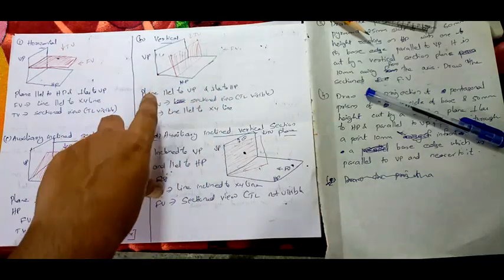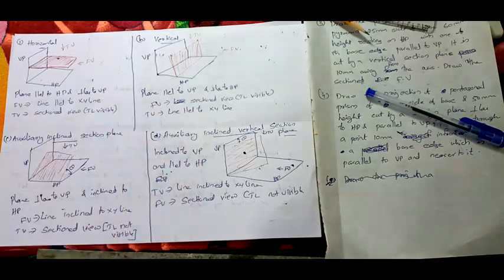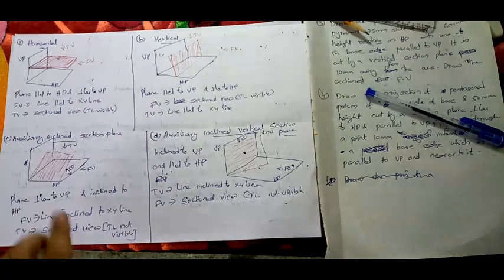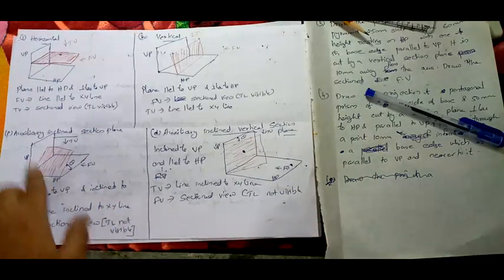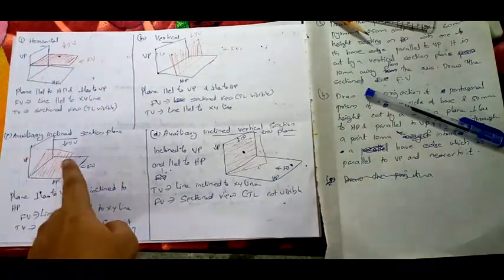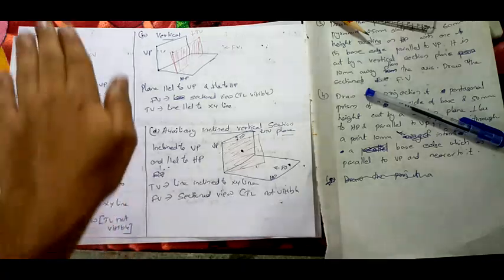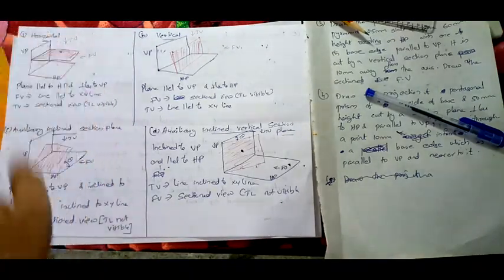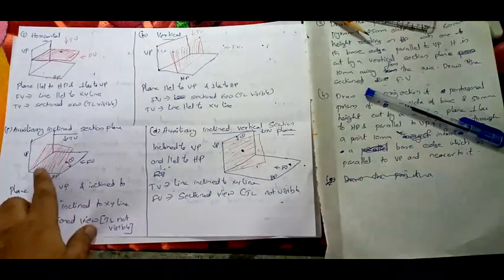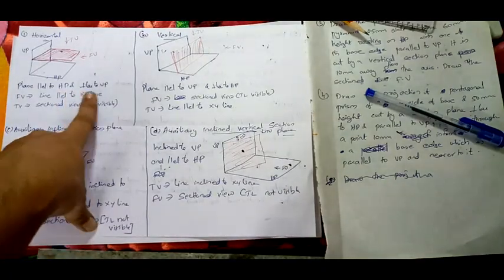Front view will be the sectioned view where the true length is visible, and the top view is a line parallel to the XY line. So the next section plane is the auxiliary inclined section plane. See, the horizontal section plane is placed in such a way that we have made some inclination. So this section plane is inclined to HP, still it is perpendicular to VP.